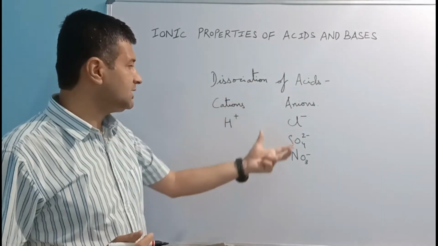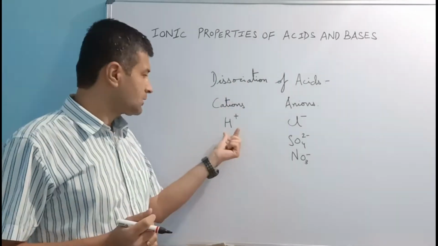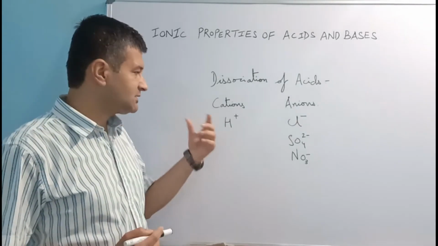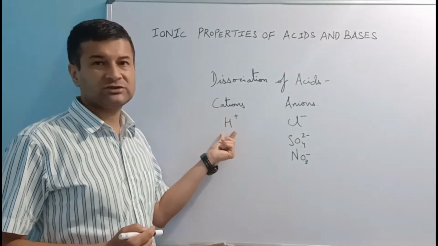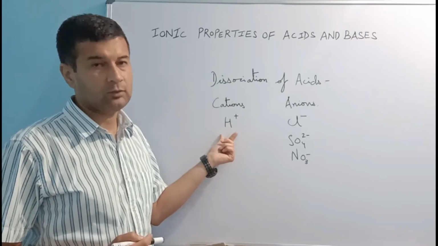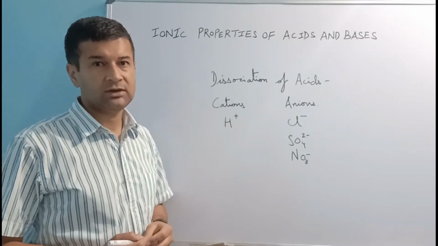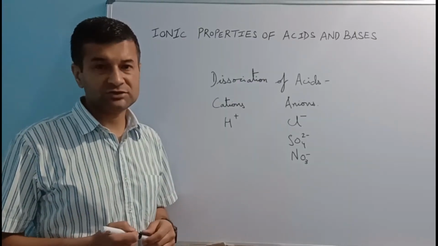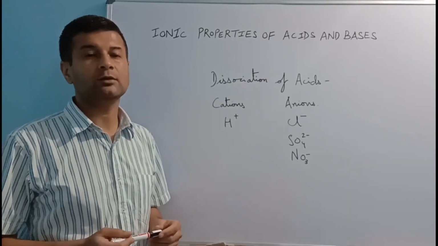So here we see acids, they contain hydrogen ions. Since acids produce hydrogen ions in aqueous form when we dissolve them in water, they have acidic property. Now let us see the dissociation of bases in water.